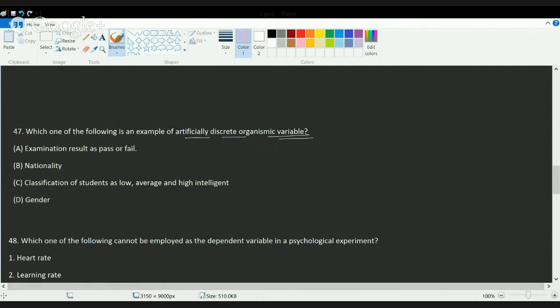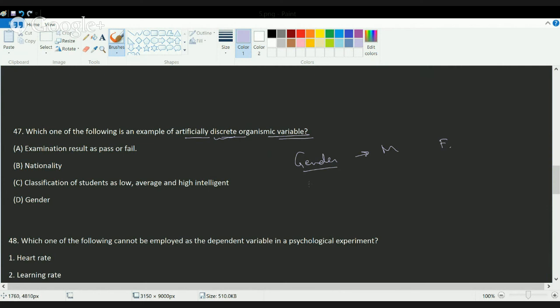An organismic variable is one that explains a characteristic of an organism. That means the height, the weight, the gender, the age. So these are all kinds of organismic variables. Now we need to pick a variable which is discrete in nature. Gender, for example, is naturally discrete. There can be male or female.